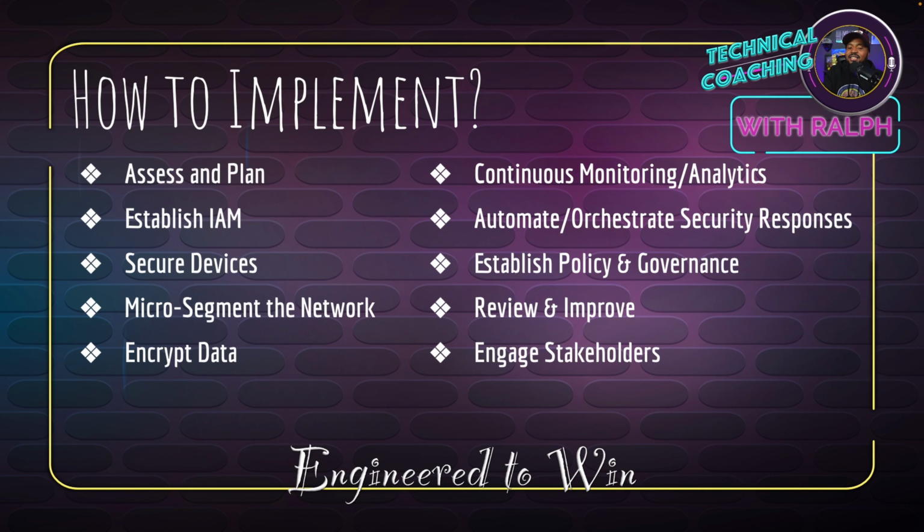Next up, develop a Zero Trust strategy. So create a roadmap, like I was saying, a game plan for implementation, prioritizing the most critical areas. Then you're going to establish a governance framework to oversee the Zero Trust initiative. Then next up, we move on to establishing the identity and access management.